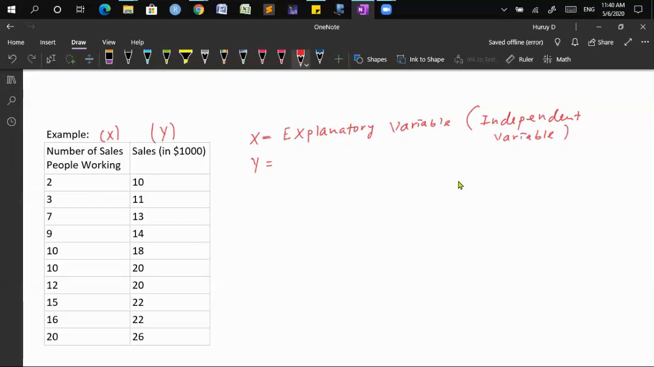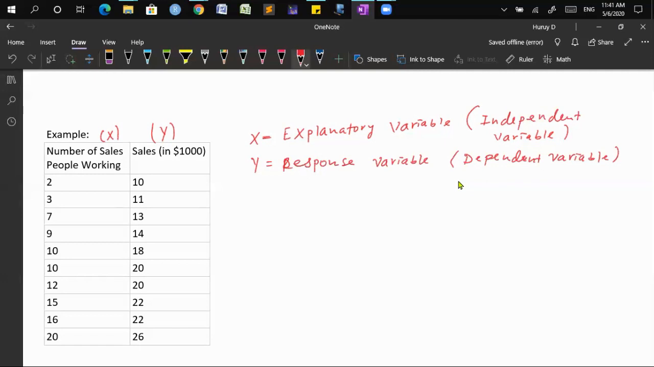And the Y is the response variable or dependent variable. Okay, both terms, we can use both of them, either this group or this one, dependent, independent, and so on.